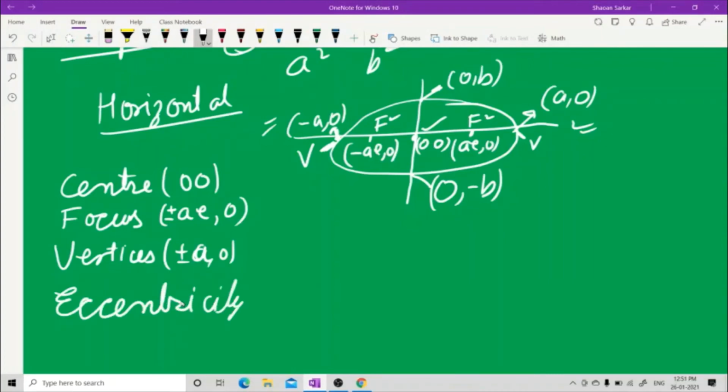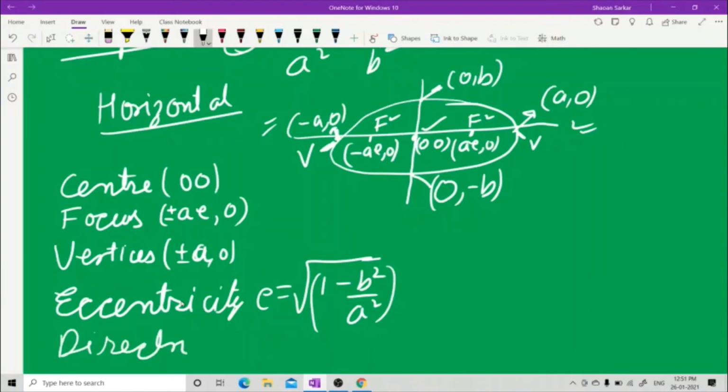Now eccentricity, E in this case, is under root of 1 minus B square by A square, since A square is greater than B square. This is under root. Now there is the equation of the directrix. Directrix in this case, x is equal to plus minus A by E.